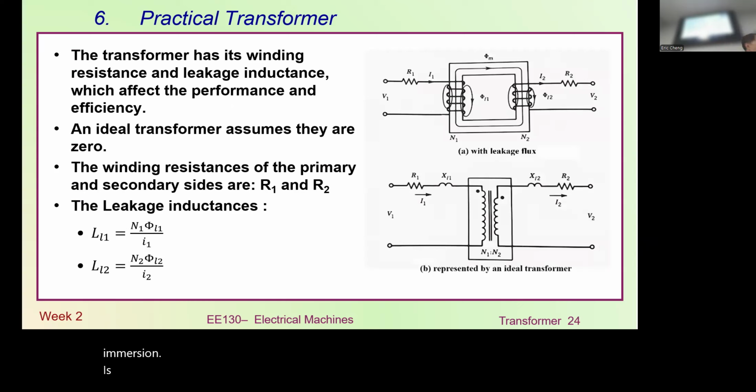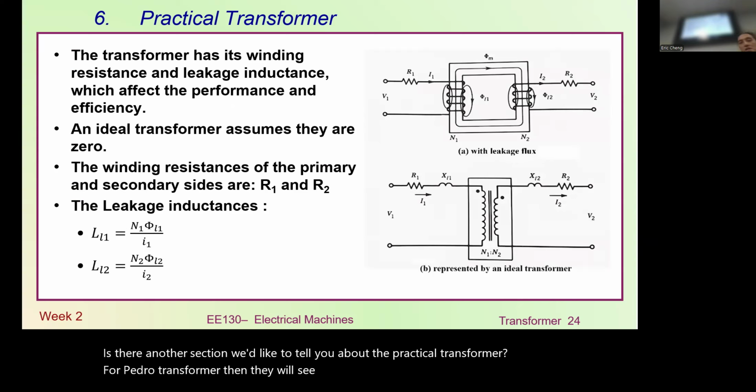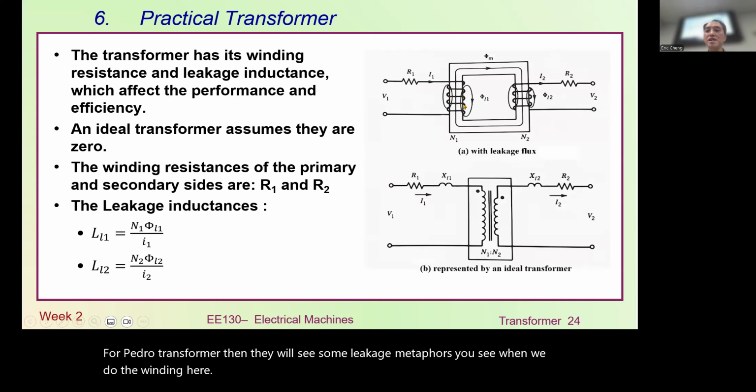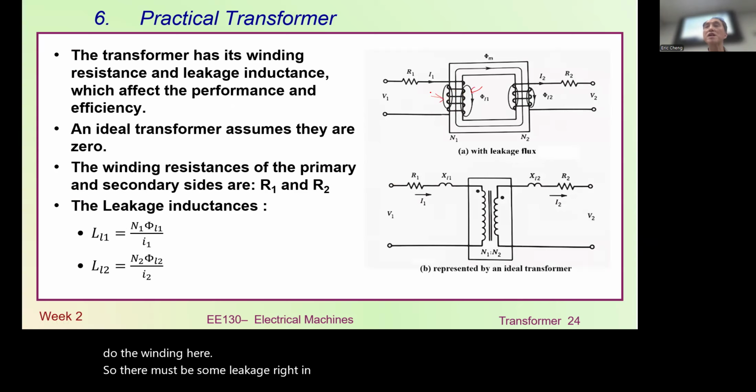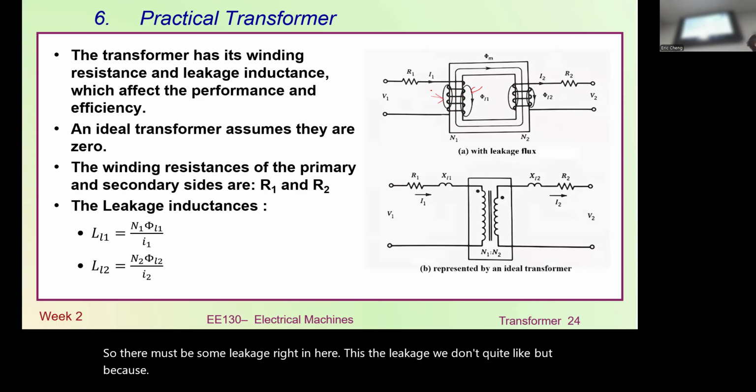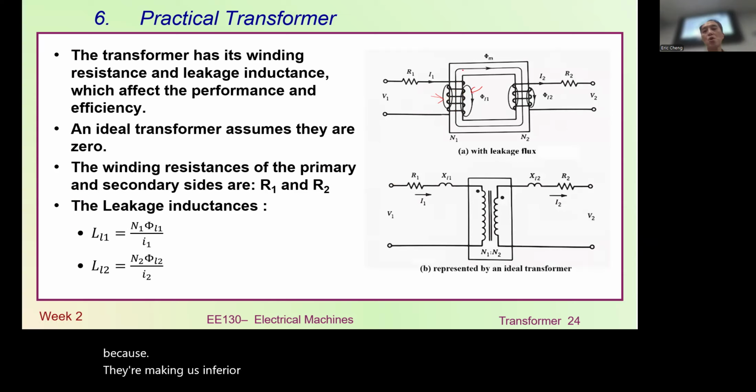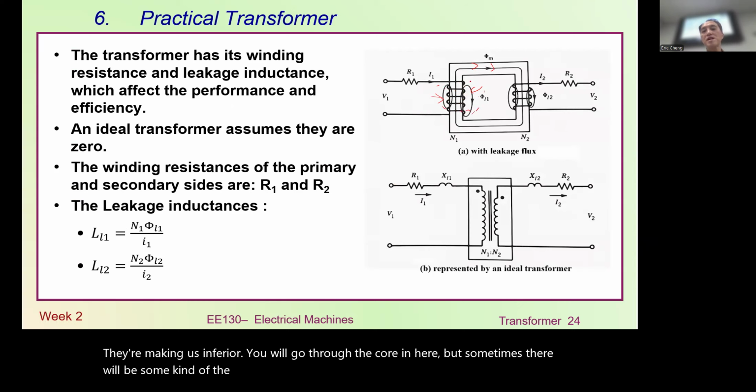In another section, we'd like to tell you about the practical transformer. For a practical transformer, you'll see some leakage magnetic flux. When we do the winding here, there must be some leakage in here. This is the leakage we don't quite like. Because the magnetic flux, in theory, will go through the core in here, but sometimes there will be some stray flux or leakage going into the air. Not that much, maybe only 0 point something percent, but still there's something there. So that's a leakage field.